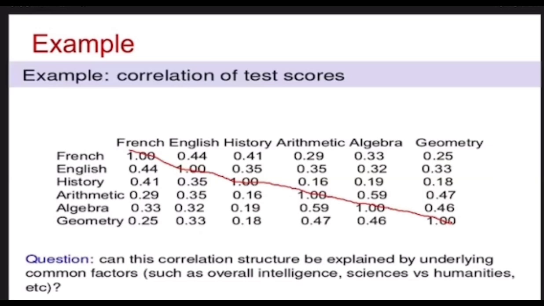It could be science versus humanity, because when you take a look at French, English, history, that is more or less like humanity subjects. And when you look at arithmetic, algebra, geometry, we say, okay. So that's exactly what we mean.